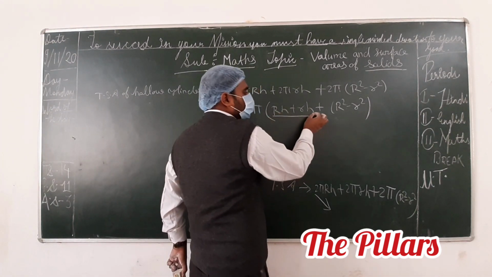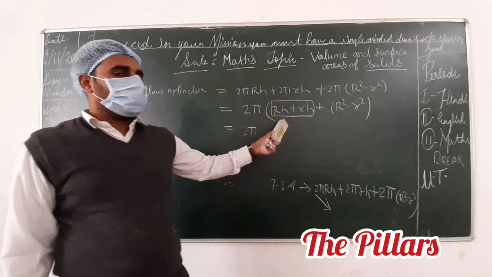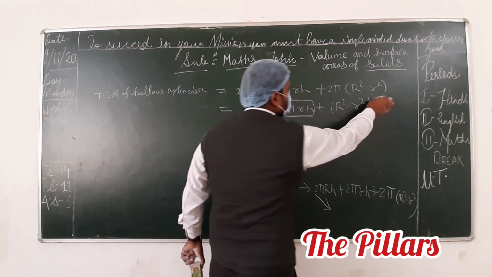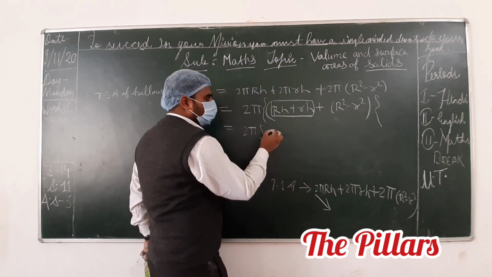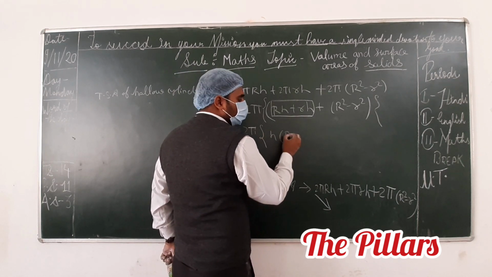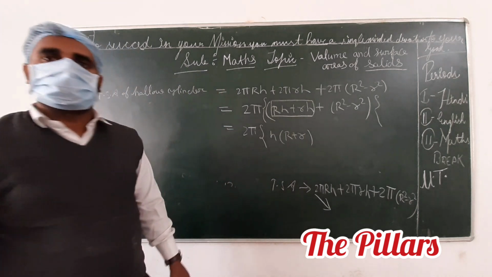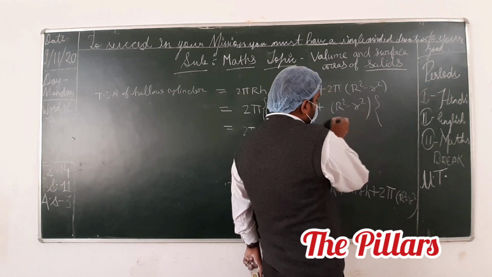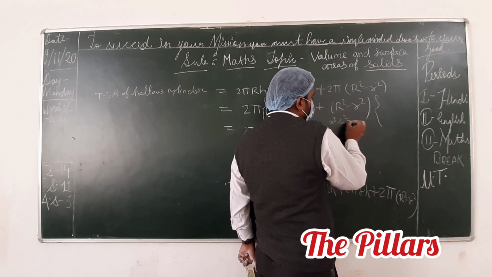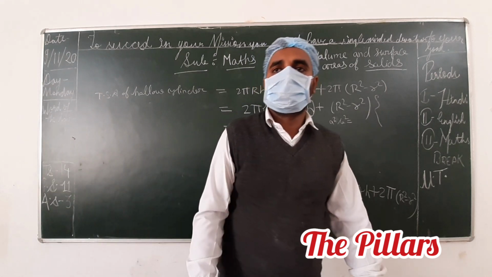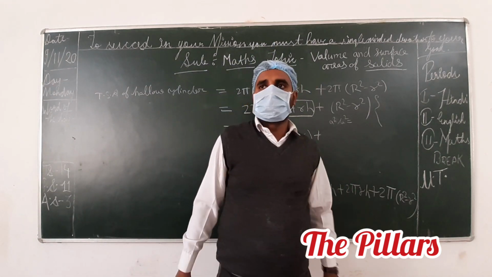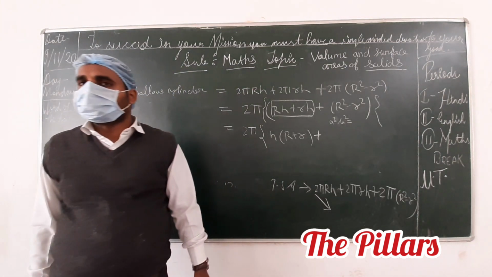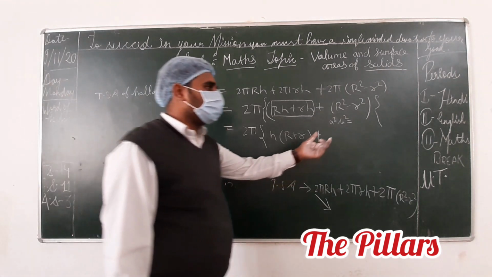Okay, you see that 2 pi. In these two terms, we have H common or not? Yes sir. We have to common out small h. The remaining value is capital R plus small r, plus we apply the algebraic identity. This is the algebraic identity or not? Yes sir. A square minus B square equals what?